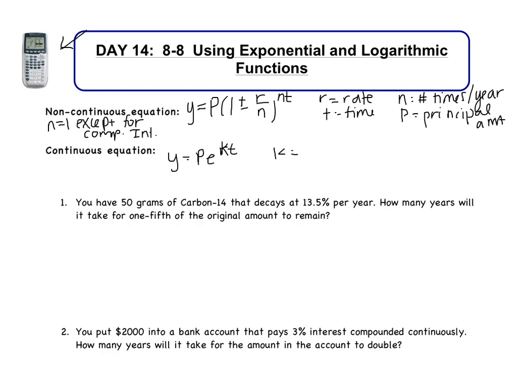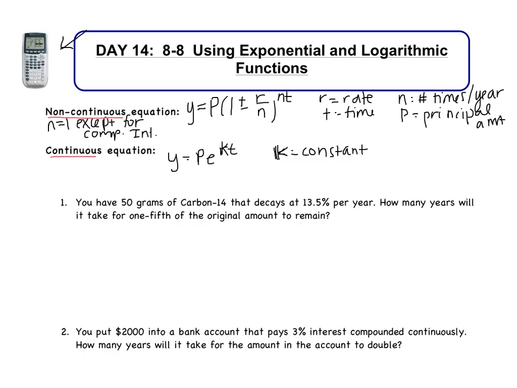Here, k is a constant, so it's just a number. Now, k varies based on whatever problem it is, so you're going to have to figure out what k is based on the problem. t is still time and p is still the principal amount. So the main difference between the equations is whether it's continuous or non-continuous decay. So let's do a few examples and see how we do.